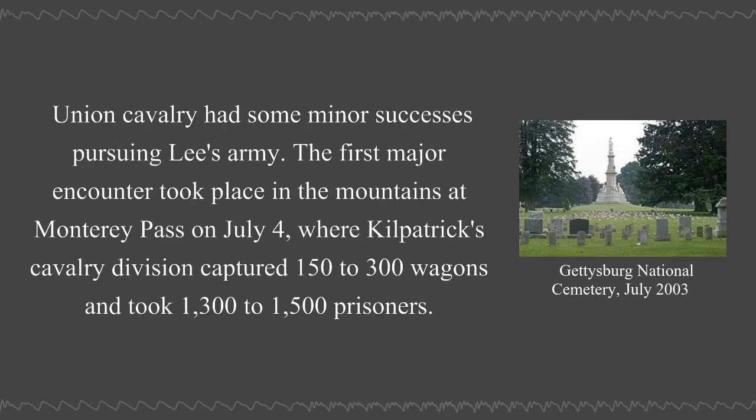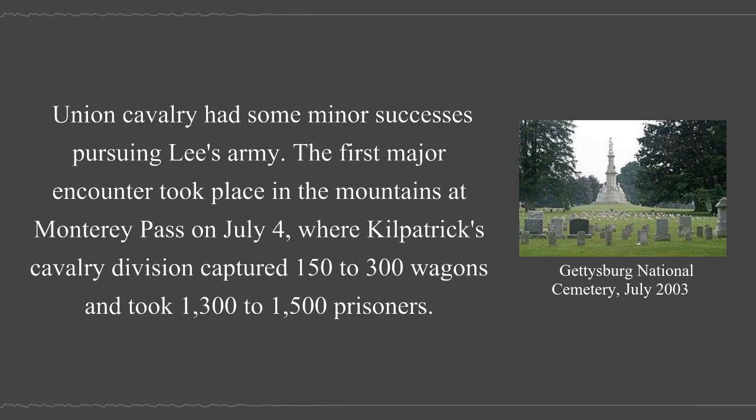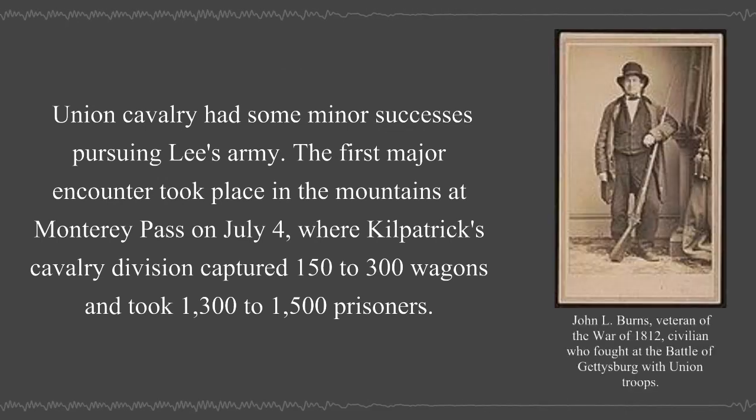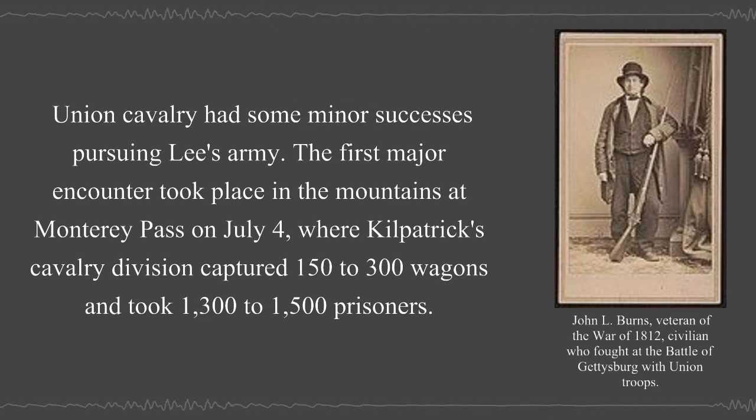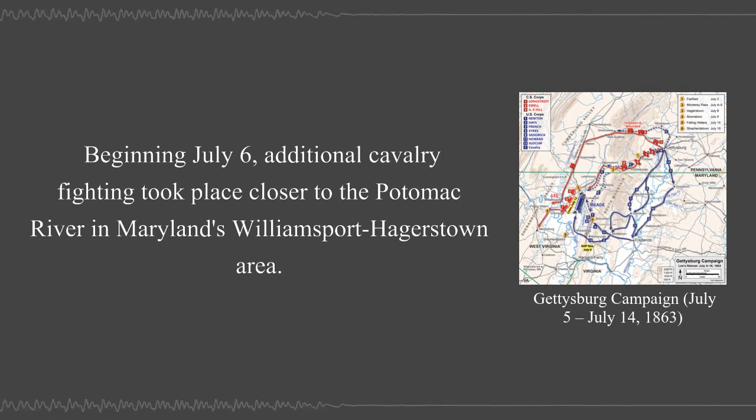Union cavalry had some minor successes pursuing Lee's army. The first major encounter took place in the mountains at Monterey Pass on July 4, where Kilpatrick's cavalry division captured 150 to 300 wagons and took 1,300 to 1,500 prisoners. Beginning July 6, additional cavalry fighting took place closer to the Potomac River in Maryland's Williamsport, Hagerstown area.